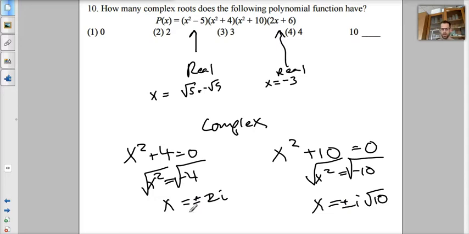So we'll wind up having 2 complex roots here and 2 complex roots here, which means that in total, we will certainly have 4 complex roots: positive and negative 2i, and positive and negative i radical 10.